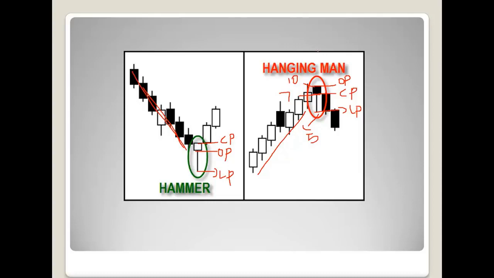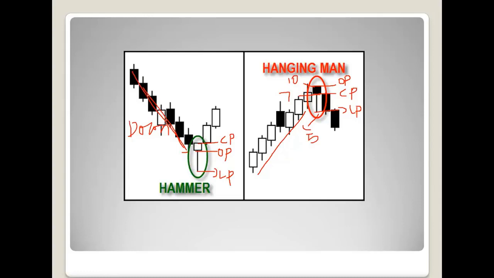But the really important thing we need to know, the important factor which defines a hammer and a hanging man, is the color of the candle. A hammer should always be bullish and a hanging man should always be a bearish candle. So if you see a bullish candle at the bottom of a downtrend, this is your downtrend, if you find a hammer, it represents that the buyers are going to control the market. And at the top of an uptrend, if you find a hanging man, it represents that the sellers are going to dominate the market.